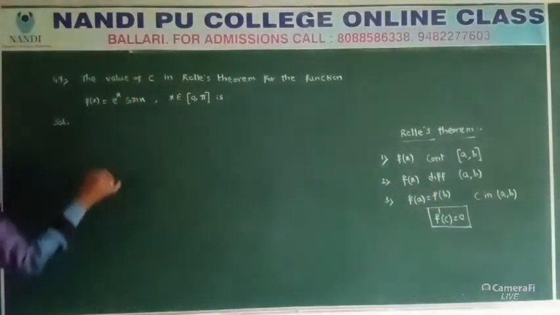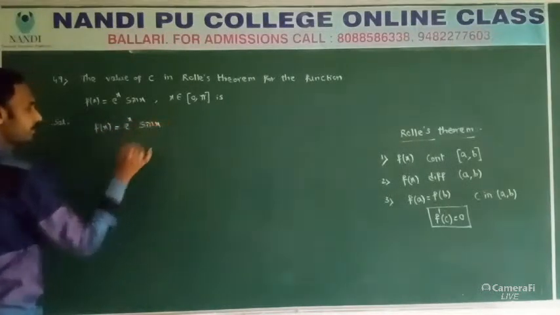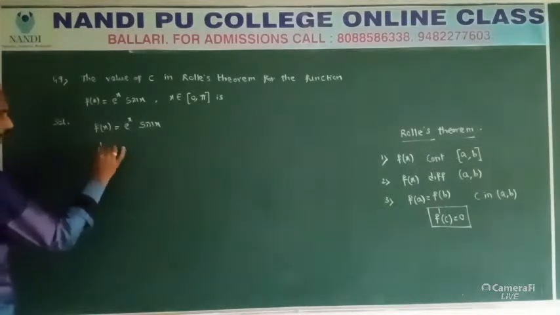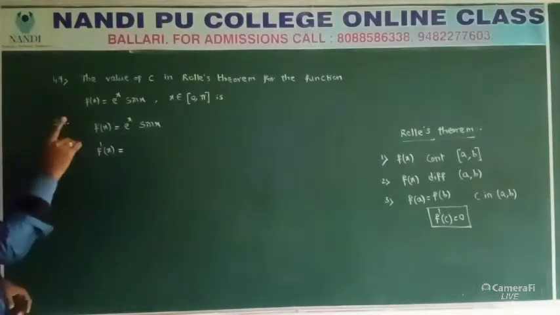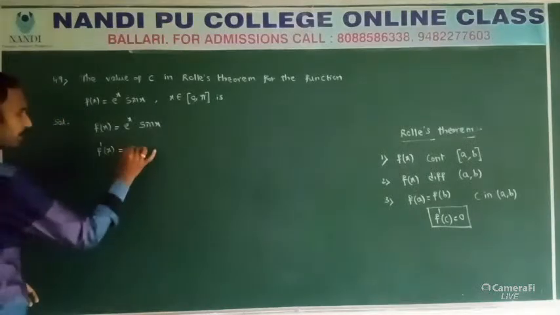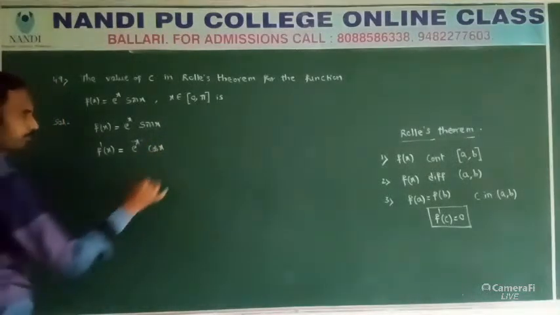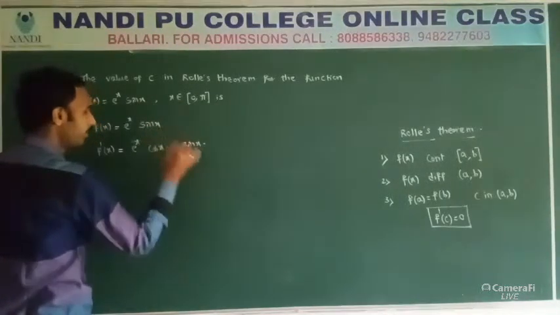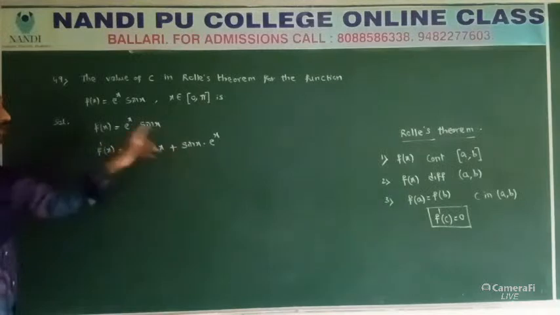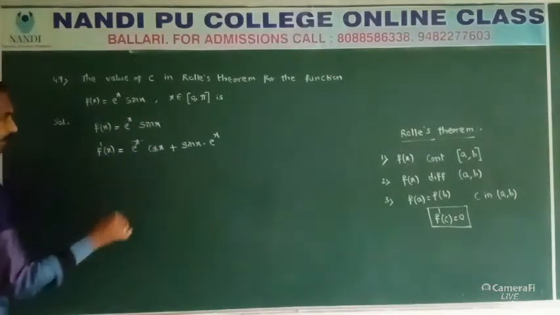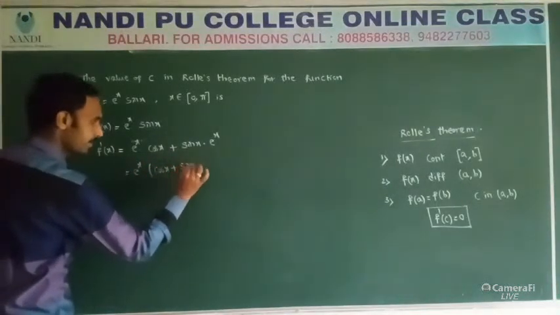Okay, write the given function. f of x is equal to e power x into sin x. Differentiate f of x, derivative f dash x. Two terms are there, apply the UV rule: u v dash plus v u dash. First function same, e power x same. Sin x derivative is cos x, plus second function same, sin x same. e power x derivative is e power x. So e power x into cos x plus sin x into e power x. What can you take common? e power x. Take common, you will get cos x plus sin x.